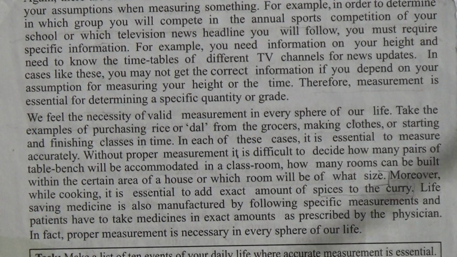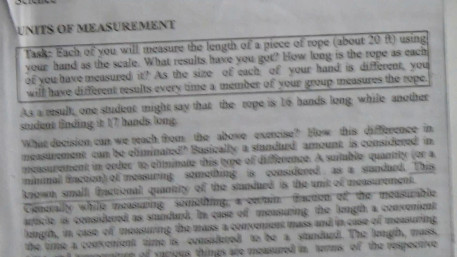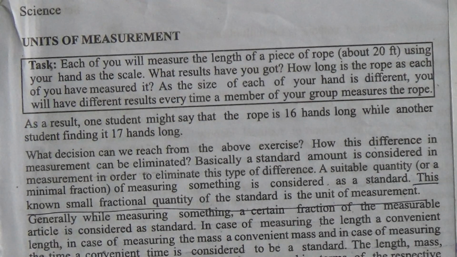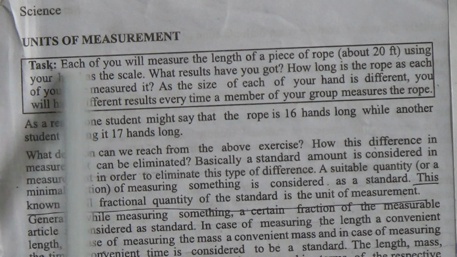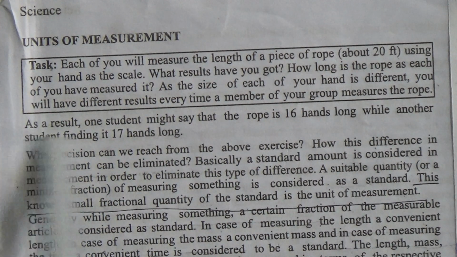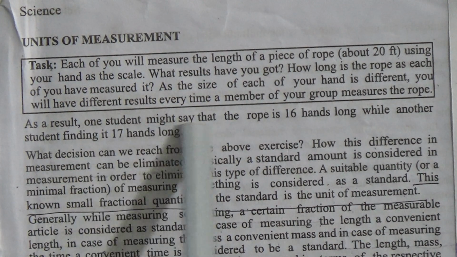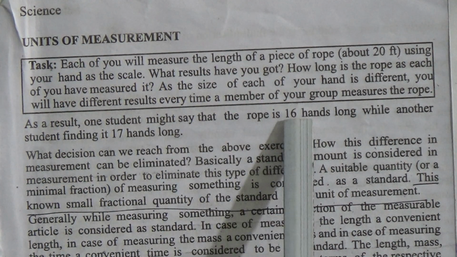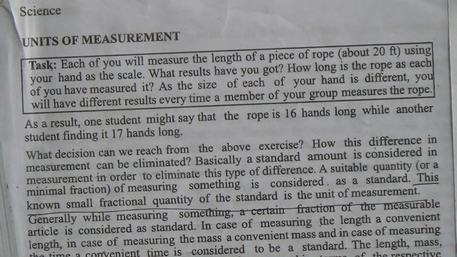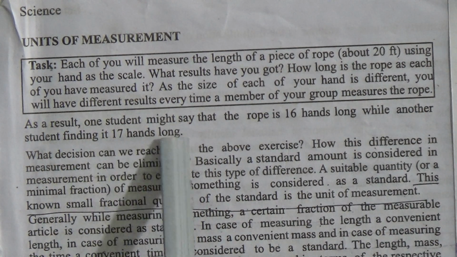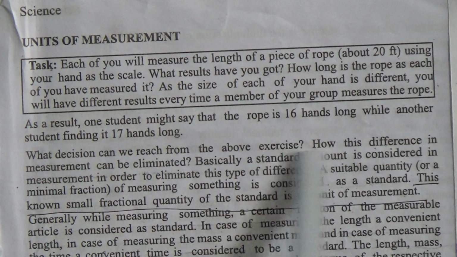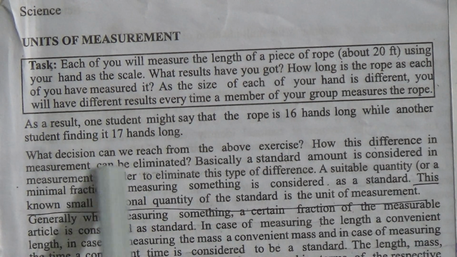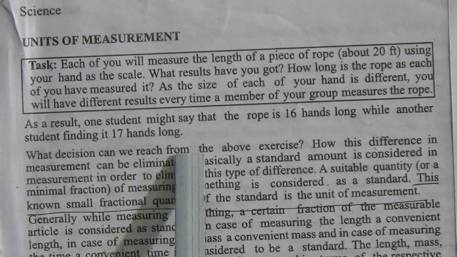Students, now come to here. This is page number 5. Here is a task. You will read this task, and as a result, here one student might say that the rope is 16 hands long, while another student is finding it 17 hands long. What decision can we reach from the above exercise? How can this difference in measurement be eliminated?